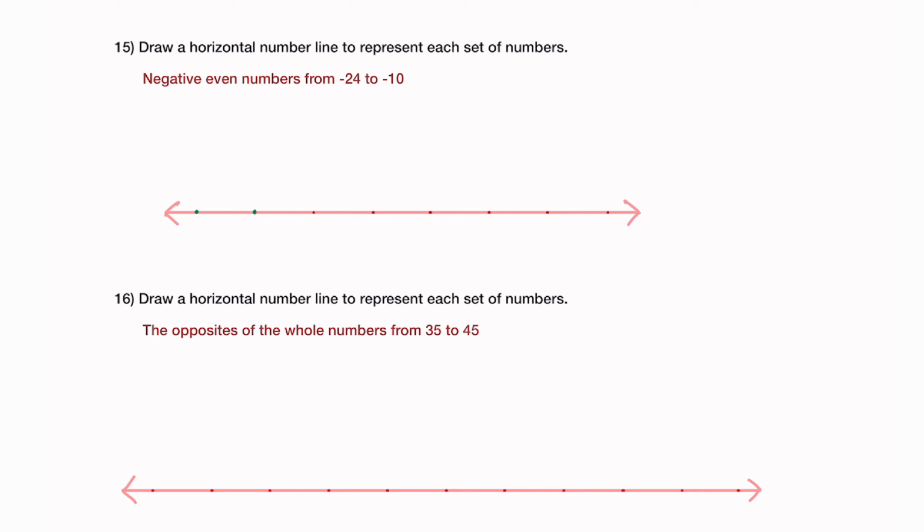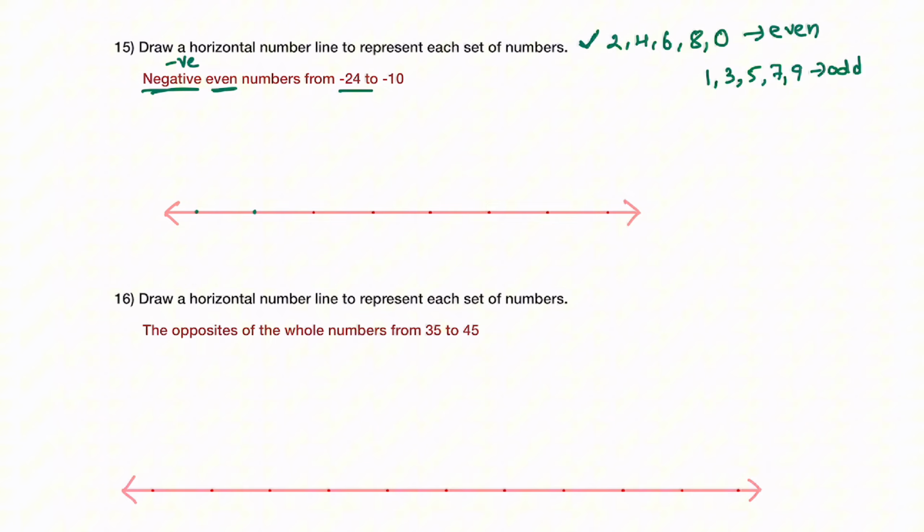Okay, the question says negative, so they are going to be negative even numbers. You know, even numbers end with 2, 4, 6, 8, and 0. So this is something that you should know. And the odd numbers will be 1, 3, 5, 7, 9. So the numbers ending with these would be odd numbers. So we need even numbers, so we are going to use these ones, from minus 24 to minus 10.